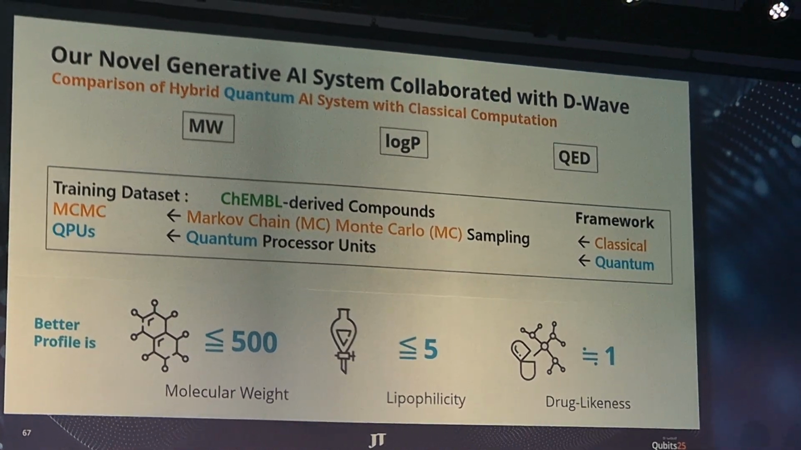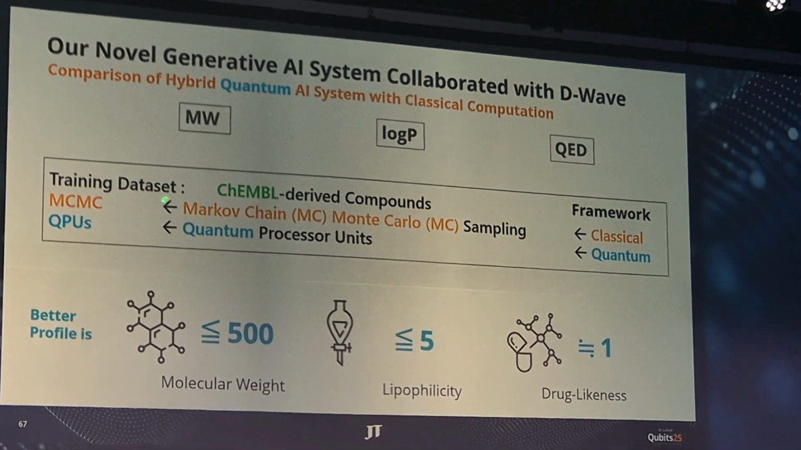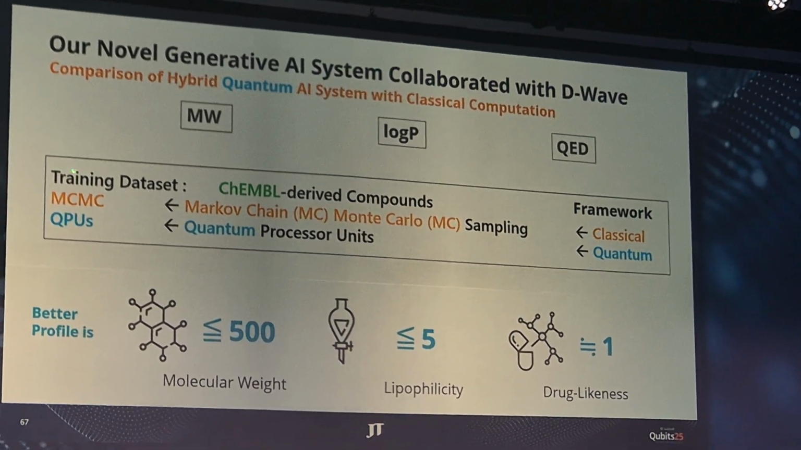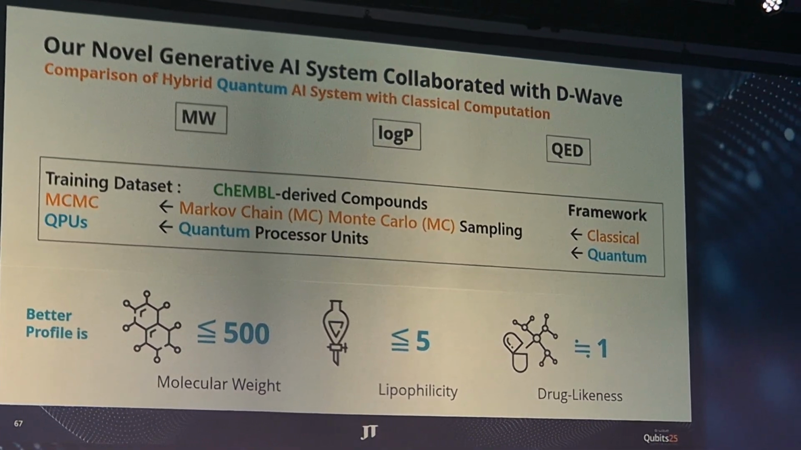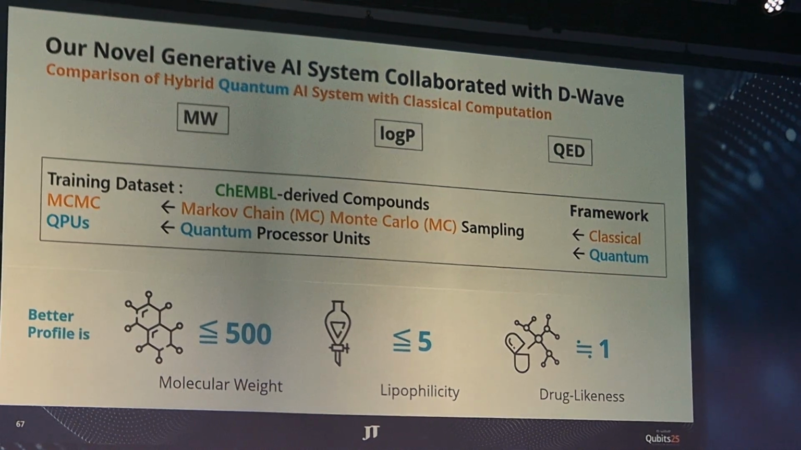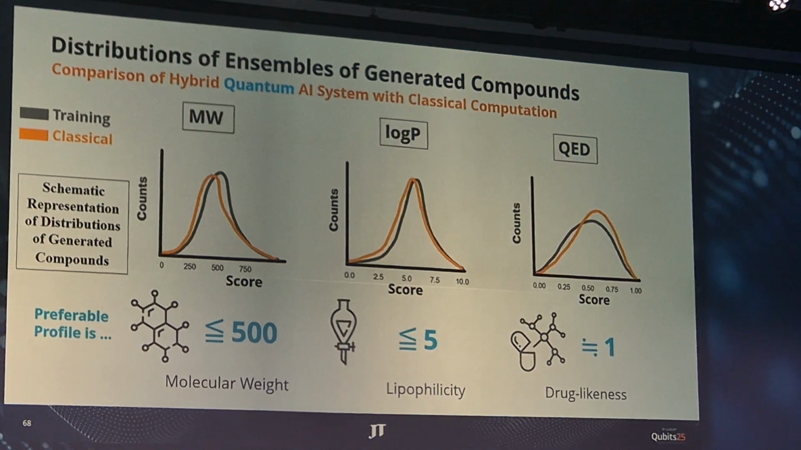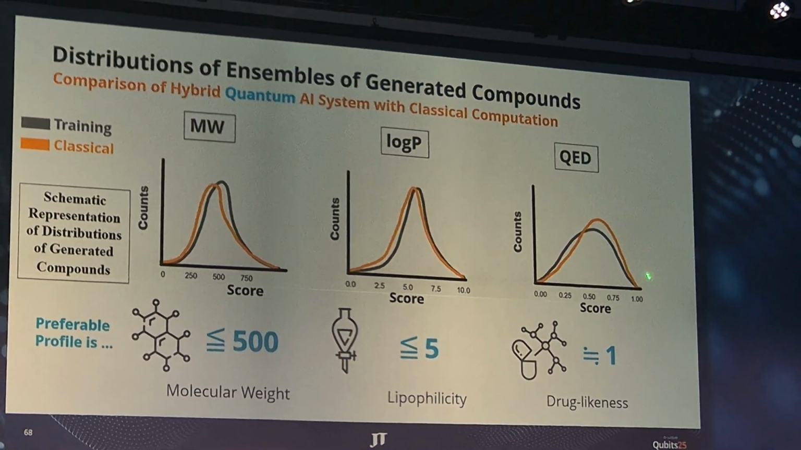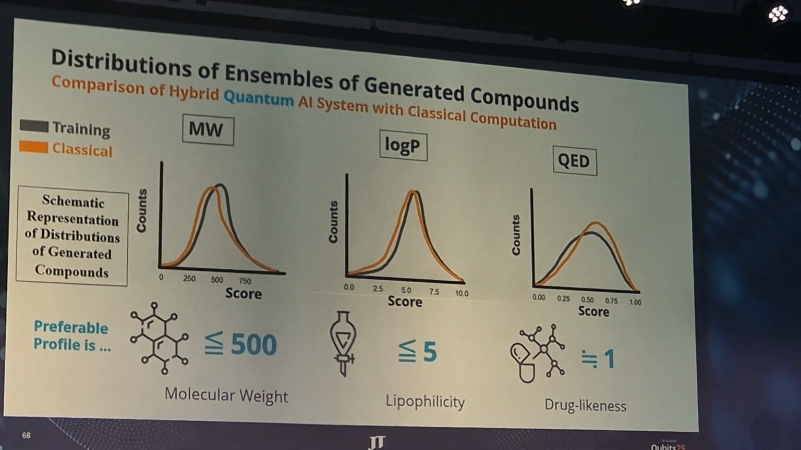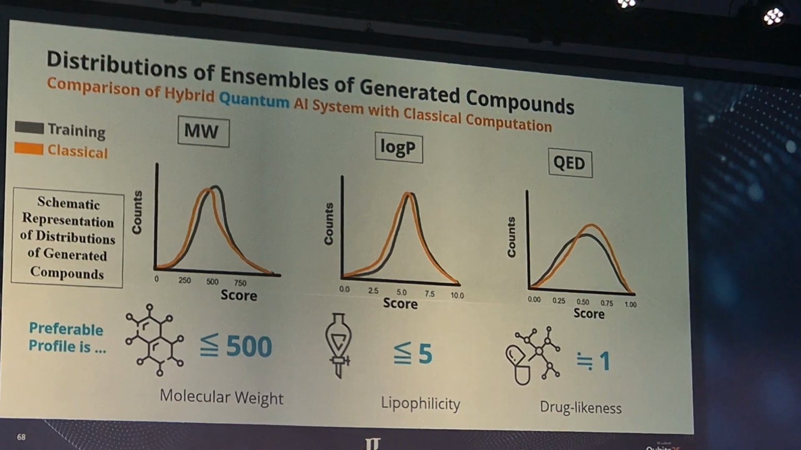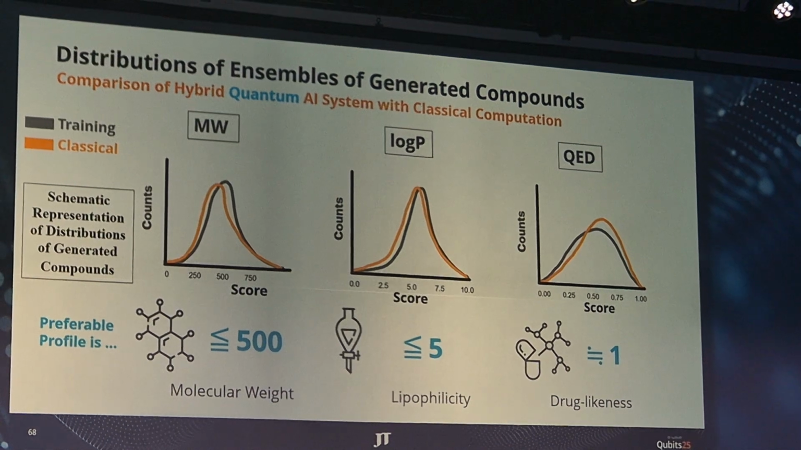So let's go on to our data. I will show you 3 distributions. One is the training data set, black line, and the second orange is the classical computation, and cyan blue is the quantum computation. Okay, first, shall we compare the training data set and the classical computation? Both are almost same, similar to each other. Then, how was the quantum annealing computation?